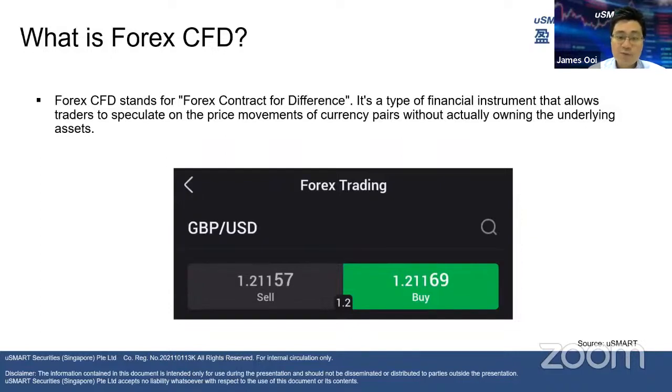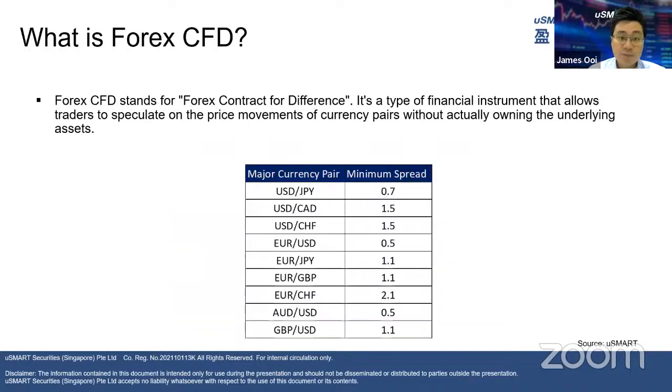To put it simply, if you enter a contract to buy the pound USD currency pair and you bought it at the price of 1.21169, you would need to wait until the sell price goes above 1.21169 in order to start making profit. There are a few important things to take note of when trading CFD.